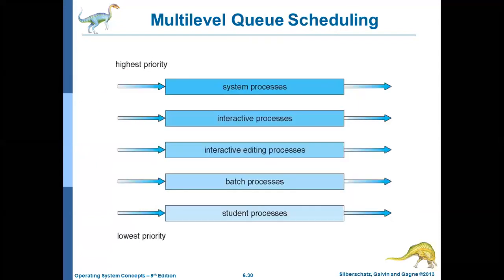System process has the highest priority, is executed first, and output values will be passed on. For example, next priority interactive process is executed by applying round robin. Interactive editing, some SJF, batch process, student process, FCFS. Each and every queue has its own scheduling policy. That algorithm may be of any type, either FCFS or SJF or round robin or priority.